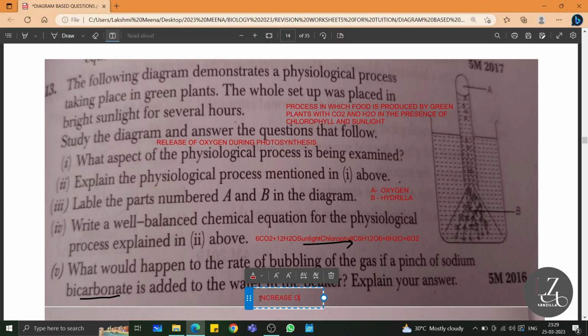Increase of photosynthesis due to increase in carbon dioxide in water. So we have seen another important question from the photosynthesis chapter.